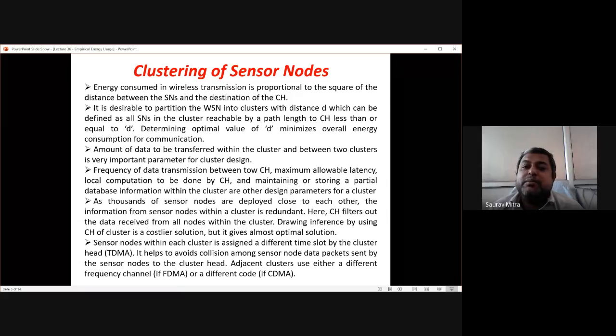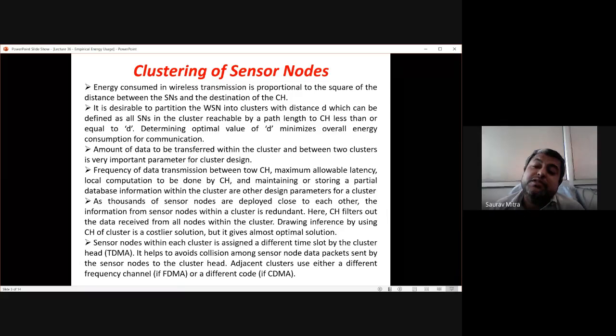So it is desirable to partition the wireless sensor network into clusters with a distance d, defined such that all sensor nodes in the cluster are reachable by a path length to the cluster head less than or equal to d. That means if there is a big area and we want to govern that big area, we divide that big area into small different areas.